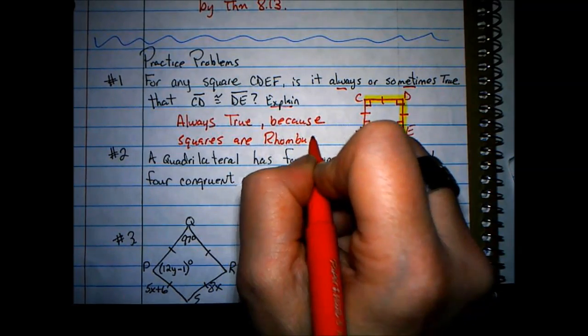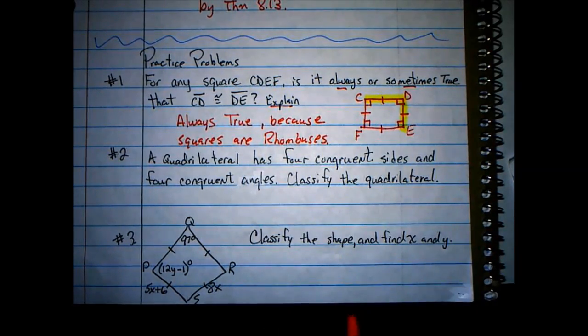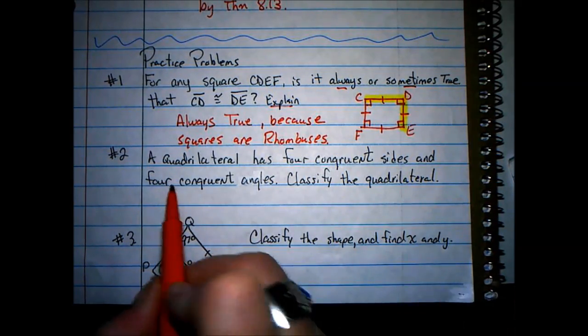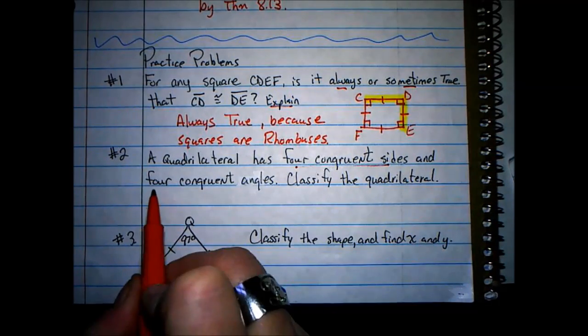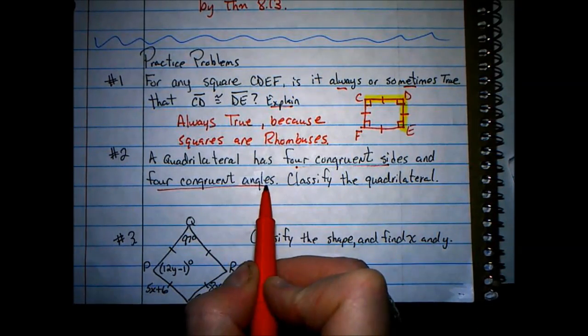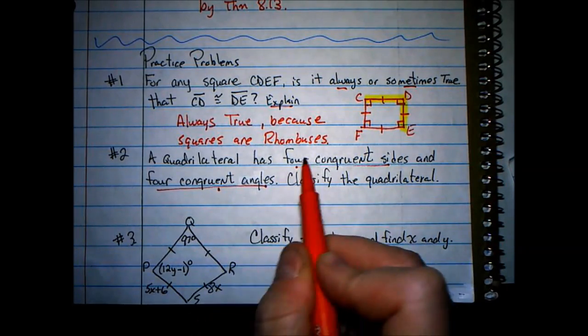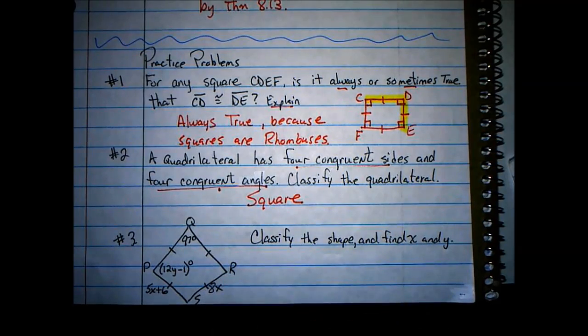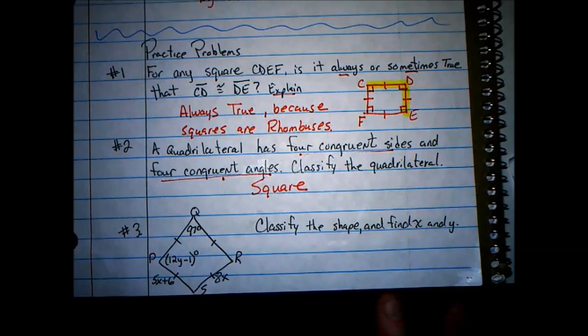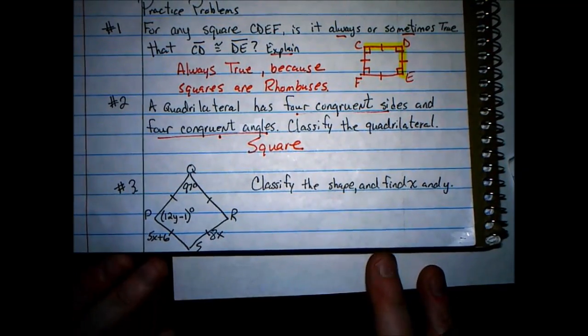Okay, I'm going to say squares are rhombuses in this situation. Number 2, a quadrilateral has 4 congruent sides and 4 congruent angles. What must it be? Well, 4 congruent sides classifies it as a rhombus. 4 congruent angles means all the angles have to be 90 degrees. That would be a rectangle. For it to have both properties means this is a square.